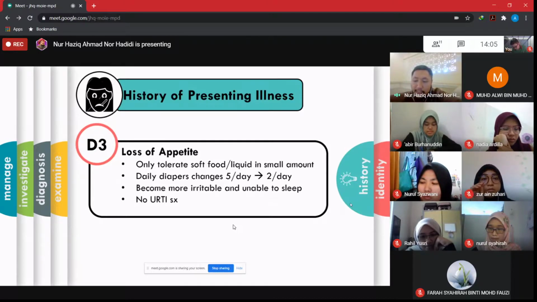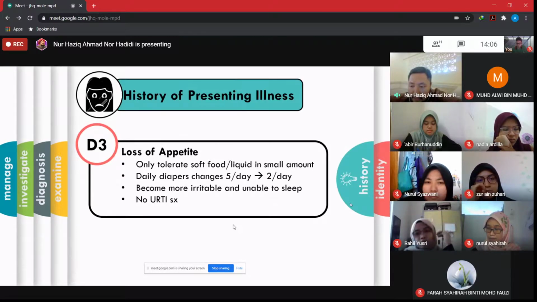She said that the diaper changes also reduced from 5 times per day to 2 times per day since the third day. He also seemed to be irritable and unable to sleep due to the illness. However, the child is still active and plays well during the day. There is no dry lips and sunken eyes noted. Otherwise, her mother denied any history of URTI symptoms such as runny nose and cough. There is also no history of rashes, injected eye, nausea, and vomiting during that day.